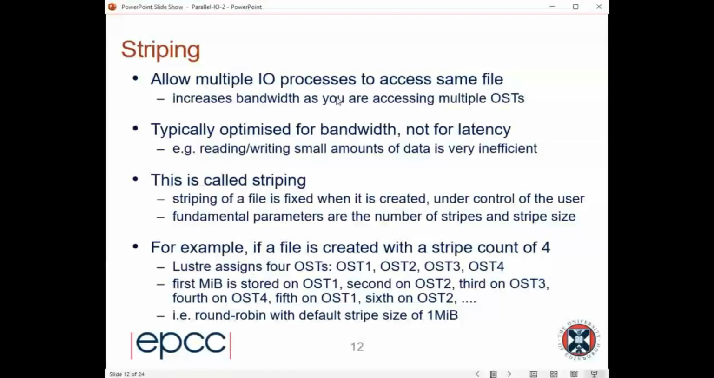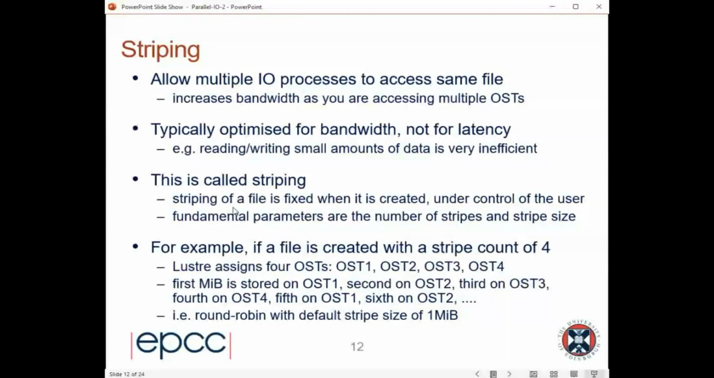If you want to write 1 byte to a certain position in a file, you're going to have to ask the metadata server, I'd like to open this file, I'd like to write to this particular byte. The metadata server will say, okay, that's byte 1,000,000, so that's byte 7,000 on OST4. There's a huge amount of processing that goes on. Everything here is designed for a small number of large I/O operations, not a large number of small I/O operations.